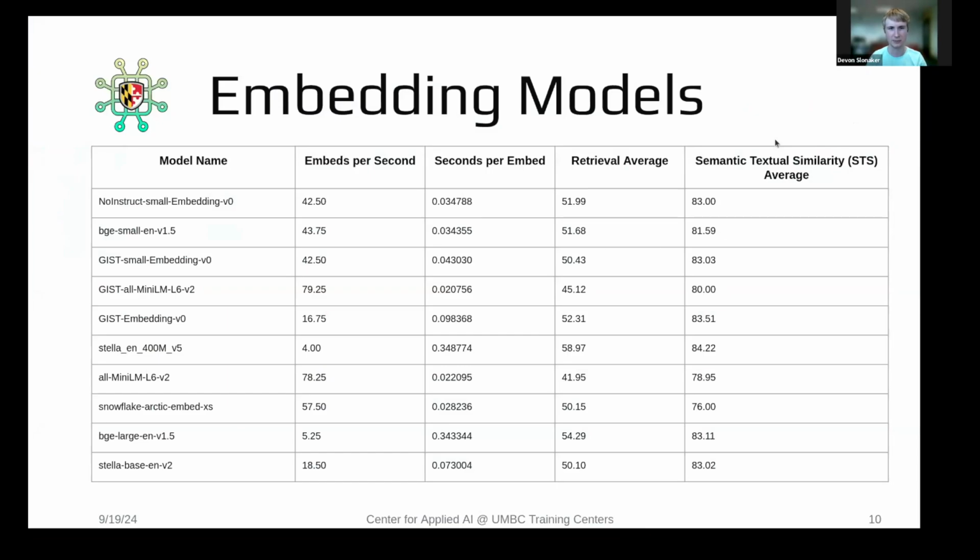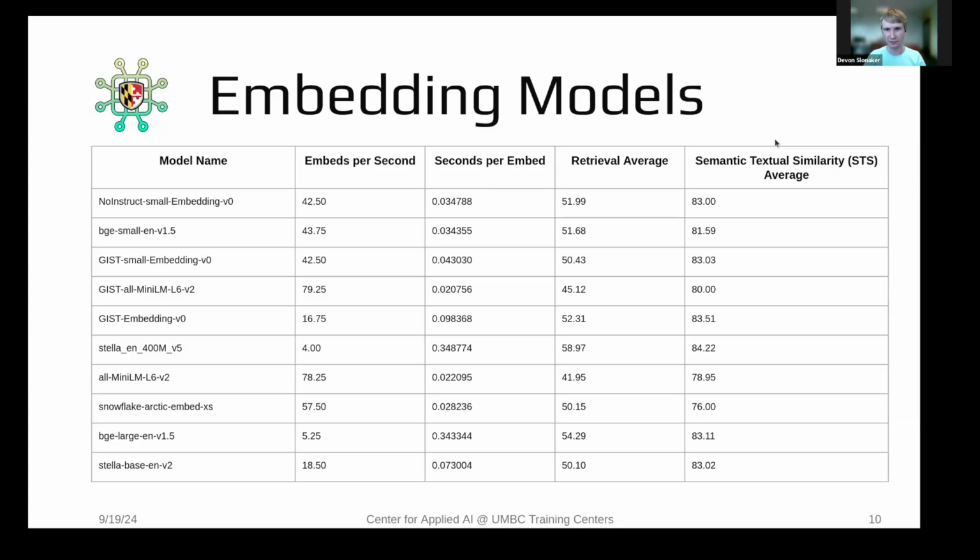Embeds per second is how many words or documents the embedding model can embed into a vector embedding per second, and seconds per embed is how long it takes to do one thing, like your query, for example. How long it takes to embed your query. For most people, 0.03 seconds versus 0.04 seconds is probably not that big of a difference, but if someone needs something extremely time sensitive, here you go.